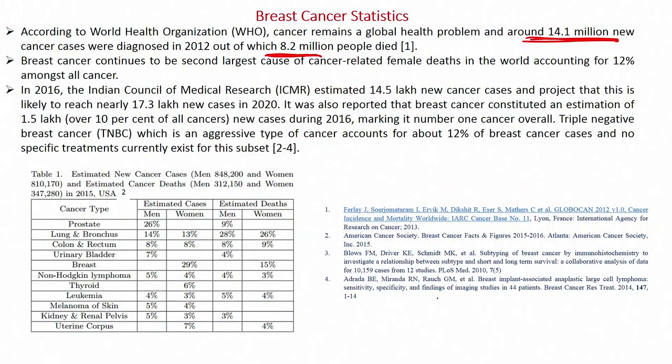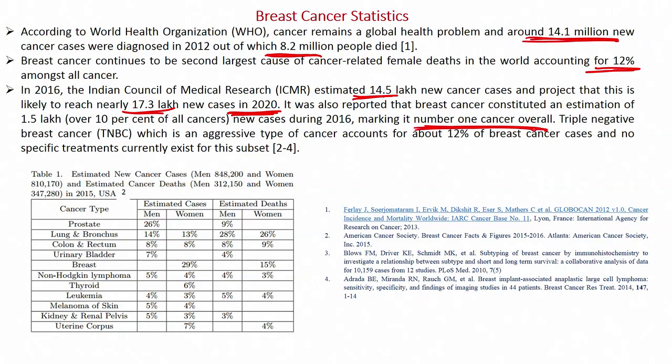Anyway, the point is, you see that there are so many cases, 14.1 million cases, out of which 8.2 million died in 2012. In fact, like I said, if you talk about just breast cancer, it continues to be the second largest cause of cancer-related female deaths in the world, accounting for 12% amongst all cancers, 12%, a very high number. And the Indian Council of Medical Research in 2016 estimated about 14.5 lakh new cancer cases and projected that this is likely to reach 17.3 lakh new cases in 2020, which is not too far. It was also reported that breast cancer constituted an estimated 1.5 lakh, over 10% of all cancer cases in 2016, making it number 1 cancer overall.